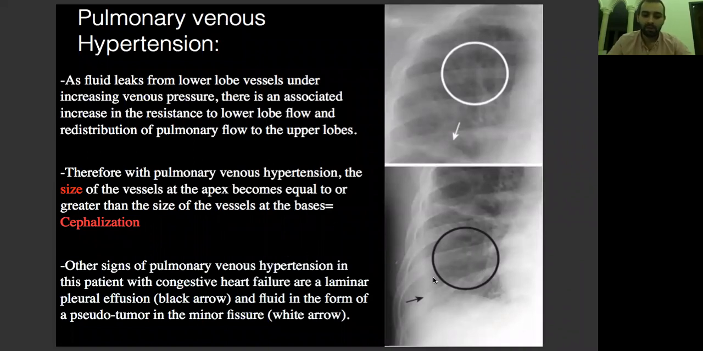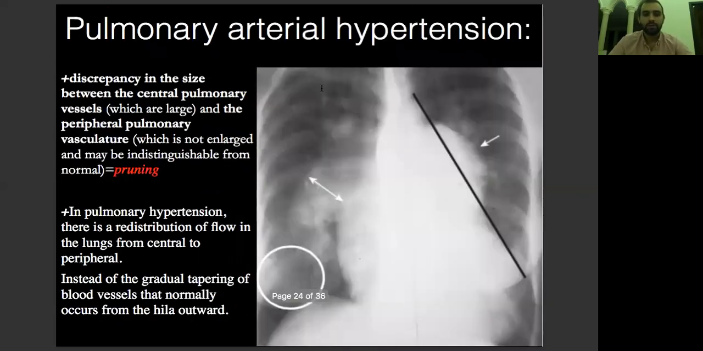Other signs of pulmonary venous hypertension seen in this patient with congestive heart failure include laminar pleural effusion, as we can see here, and fluid fissural effusion, which we call a pseudotumor in the minor fissure. Arterial hypertension. In arterial hypertension, the abnormality is that we have a discrepancy in the size between central pulmonary vessels and the peripheral vessels. We don't have this gradual normal tapering. We have an abrupt variance in the size from central to peripheral.